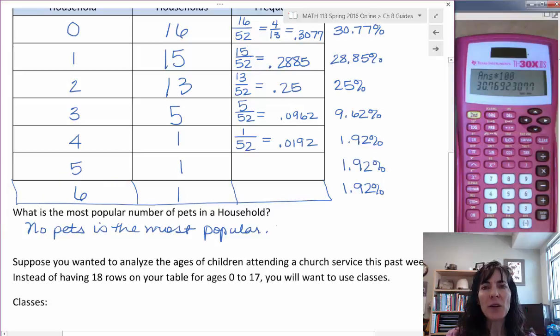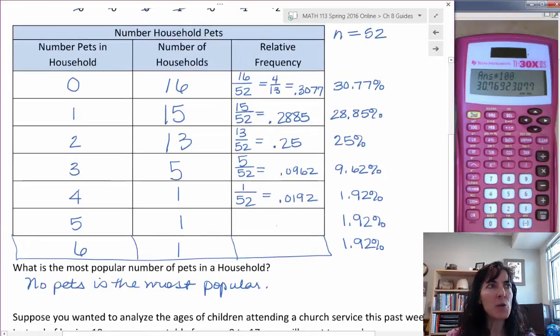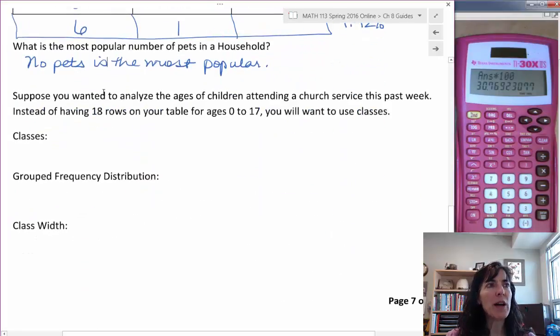We'd like to expand this idea. This is what we call a summary table. We'd like to expand the idea of a summary table a little bit to make it more useful. For example, if I have the ages of children attending a church service this past week, I would need 18 rows on my table to show all of the children from ages 0 to 17.